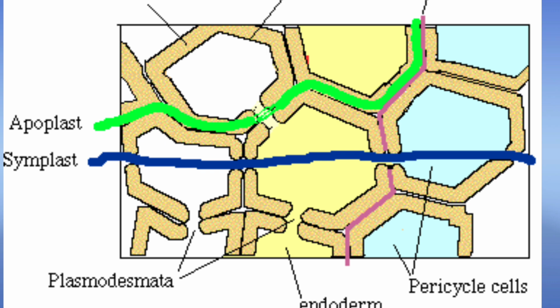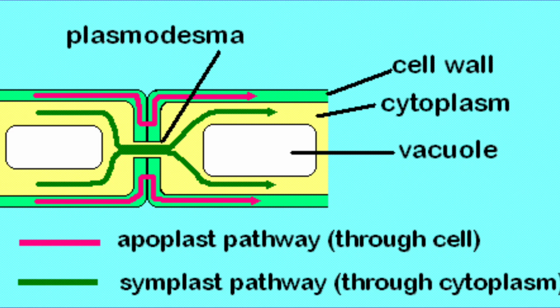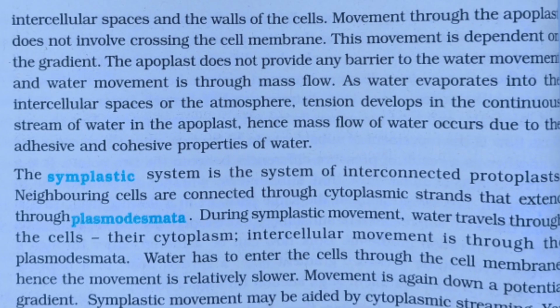See, the apoplastic movement of water occurs exclusively through the intercellular spaces. This is very important. The question may be given with the word changed, intercellular versus intracellular spaces. So remember it is intercellular spaces. The apoplast does not involve crossing the cell membrane. That is very important. The movement depends on the gradient. If there is any barrier, it will not cross the barrier. This movement is mass flow.